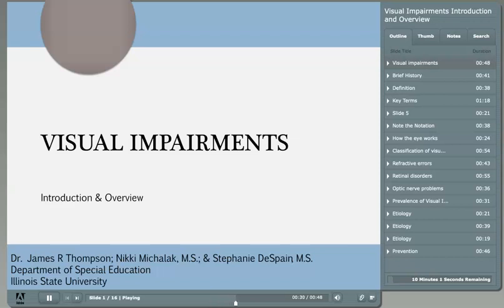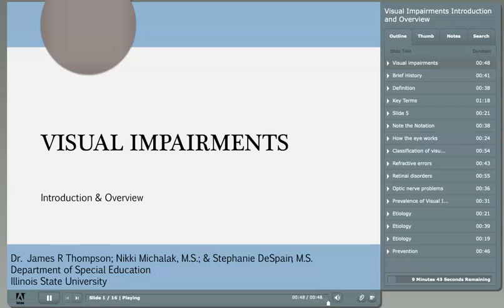Low vision and blindness could affect any one of us at any point in our lives. This lesson provides an introduction and overview to low vision and blindness. As we progress, begin to think about the educational implications, accommodations, and modifications that may be necessary for students with visual impairments.